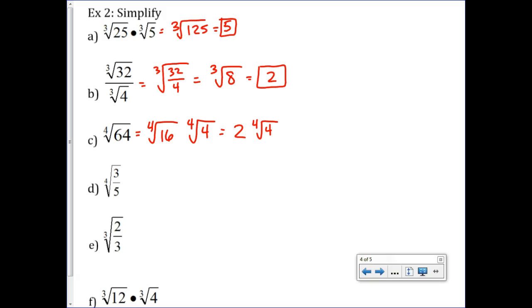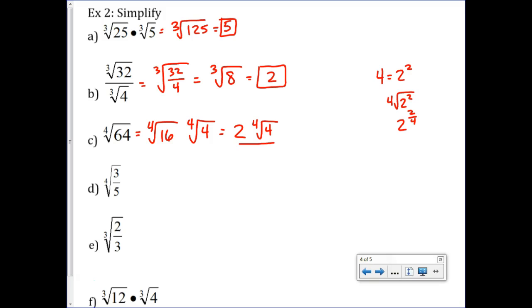But I'm not done there, because 4 also happens to be a perfect square. So I can change that 4 into, I'm going to write this over here. 4 is the same as 2 squared. So when I write that, then if I have the 4th root of 2 squared coming from over here, then I have, if I rewrite this, 2 to the 2 over 4.